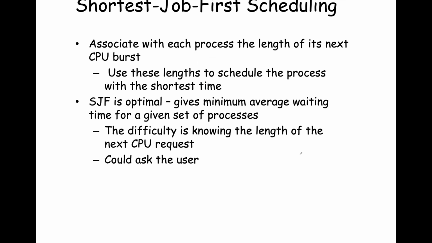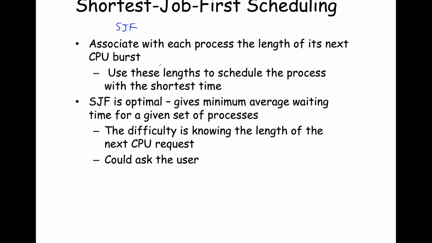And so there's another type of scheduling algorithm called shortest job first scheduling, or SJF scheduling. As the name would imply, you're going to associate with each process the length of its next CPU burst. So each process is going to be associated with a number. That number is the CPU burst time, how much time they'll spend running on the CPU.